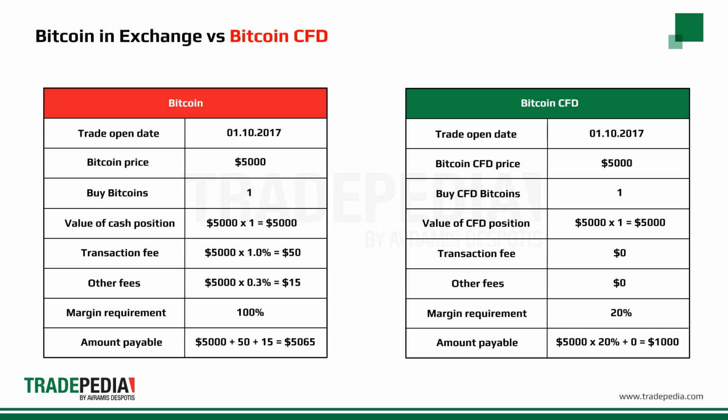The following becomes evident after opening the position. Trading the CFD Bitcoin requires less margin, meaning less money in your account for the same transaction. Transaction costs are less, giving the investor more room to profit from the position.